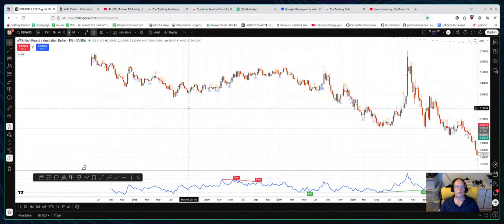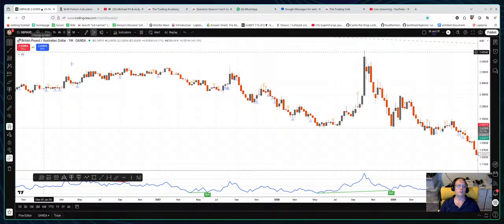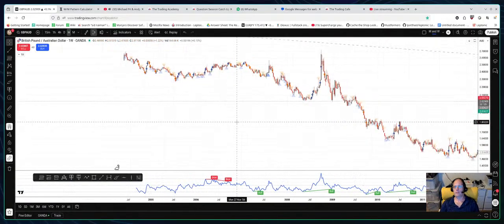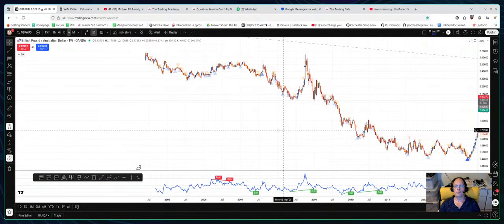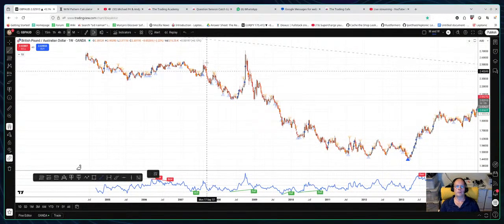So here we are on the weekly. We're adding weekly trend lines to prepare ourselves so that we can trade the Great British Pound, Aussie dollar. Because before we can do any trades, we need to know what's what. Things moving around. So let's just get to drawing.